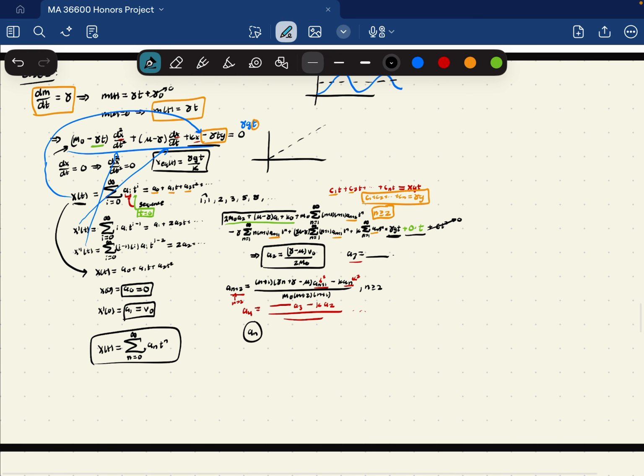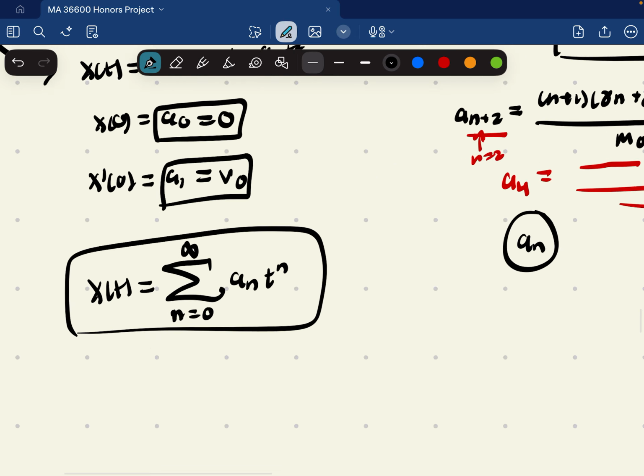I can write this as a power series solution, and then now I use Python in this particular example to generate the plots that you're about to see.